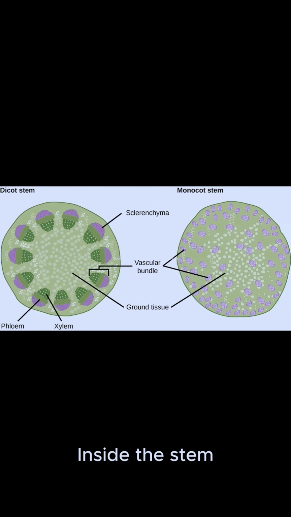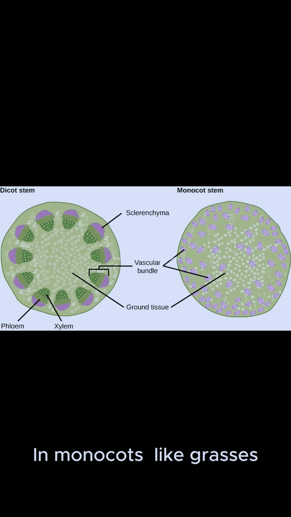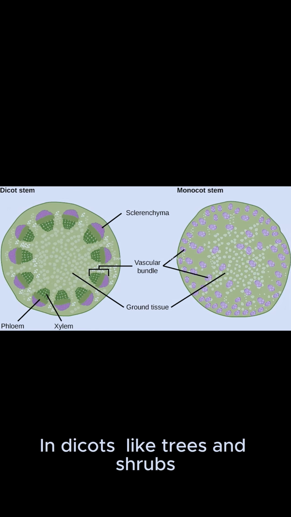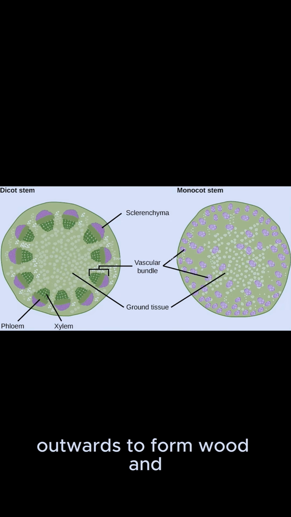Vascular arrangements. Inside the stem, vascular tissue is arranged in bundles. In monocots, like grasses, these bundles are scattered randomly. In dicots, like trees and shrubs, they form an orderly ring that can expand outwards to form wood and bark over time.